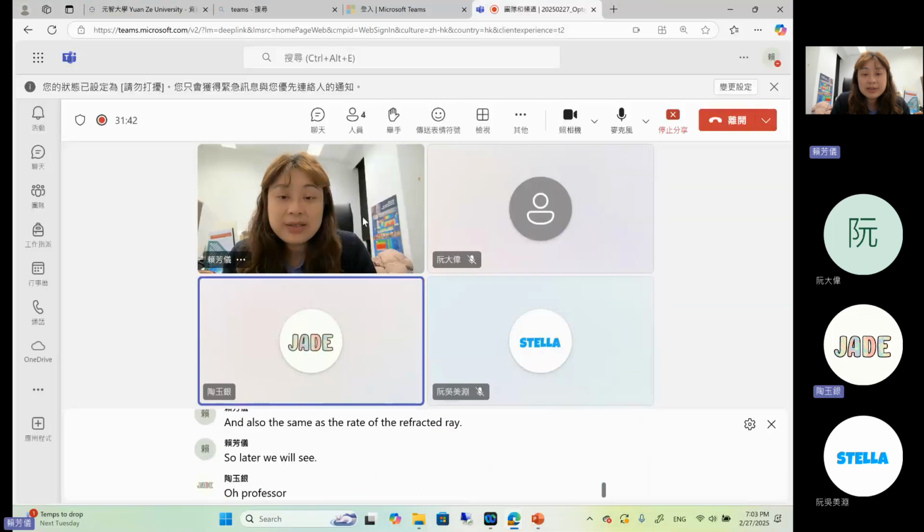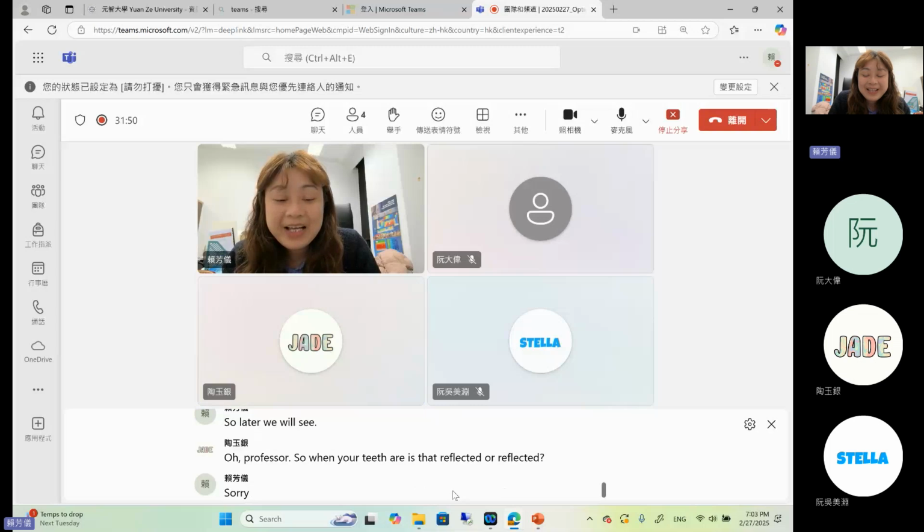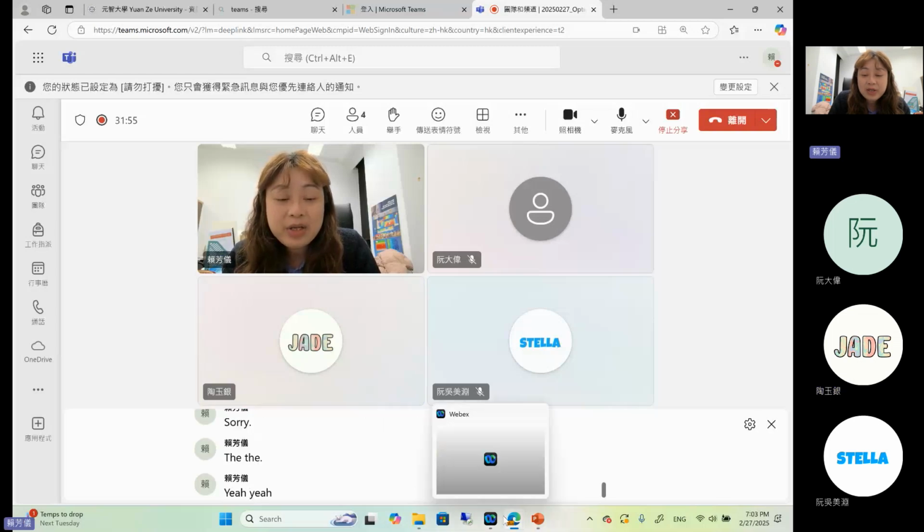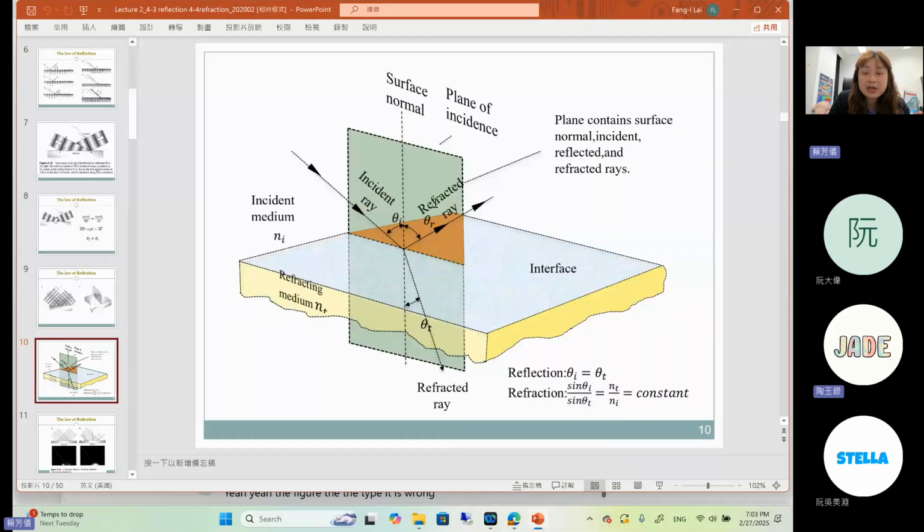Professor, is your theta r the reflected or refracted? Sorry, in the figure. Yeah, the figure, the type is wrong. This is a typo, right? Yes, a typo. The upper one is reflected. Oh, okay. Sorry, that made me confused. Thank you, Professor. Reflected.